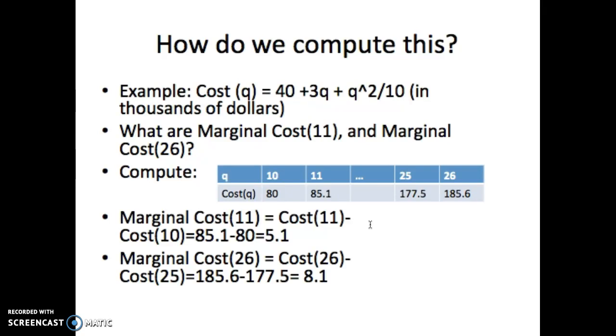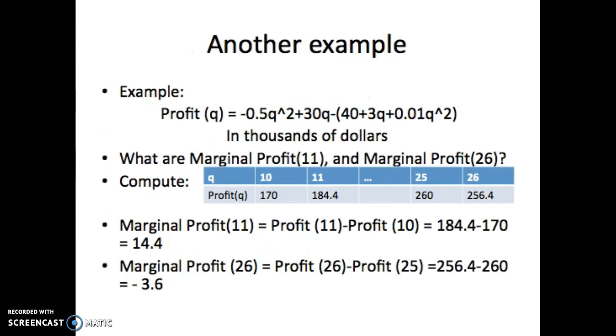Now cost is one thing, but what would that do, for instance, to profit, which is always the bottom line in business? So for example, suppose that the profit function is negative 0.5q squared plus 30q minus that cost function from the previous page. And again, suppose we are talking about thousands of dollars. Now, what are the marginal profit at 11 and the marginal profit at 26? Well, we compute the profit function at 10 and 11 and at 25 and 26.